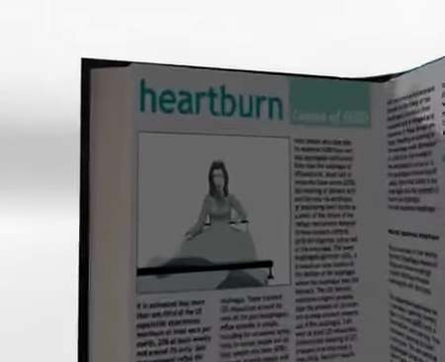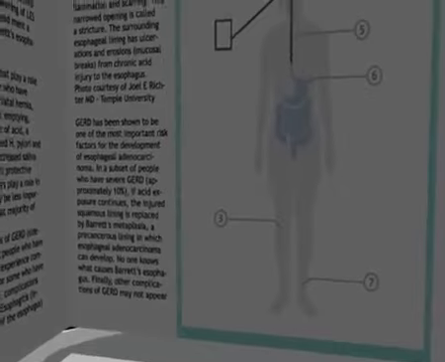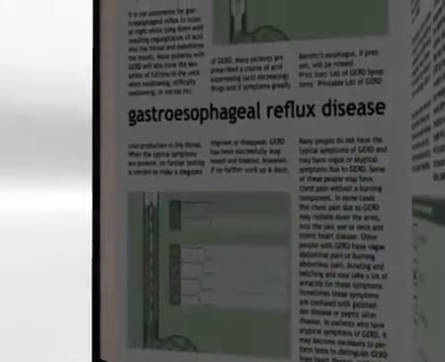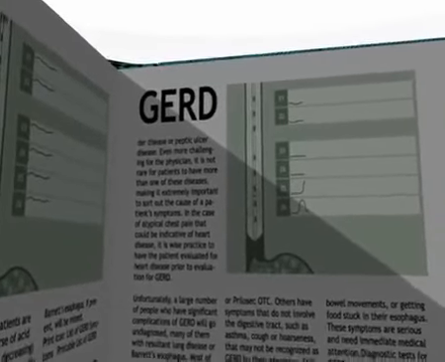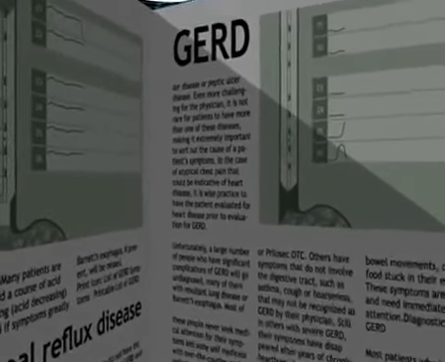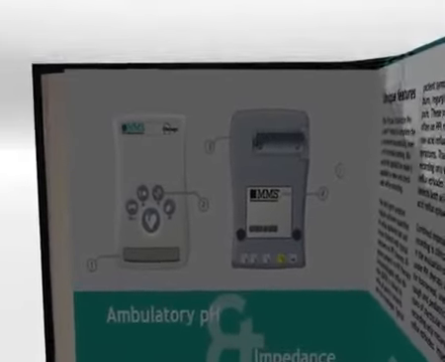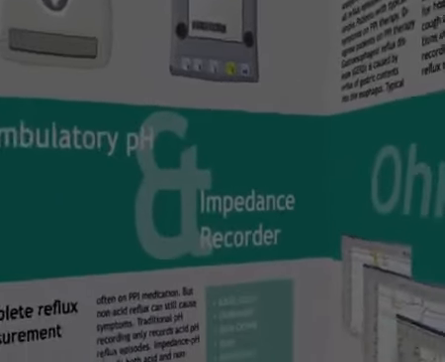Millions of people, adults as well as young children and babies, suffer from heartburn and regurgitation caused by the reflux of gastric contents into the esophagus. We're talking about gastroesophageal reflux disease, generally abbreviated as GERD. It can sometimes be difficult to know whether symptoms are due to GERD or something else. A 24-hour Impedance pH examination with the Ohmega recorder can be very useful to diagnose this problem.